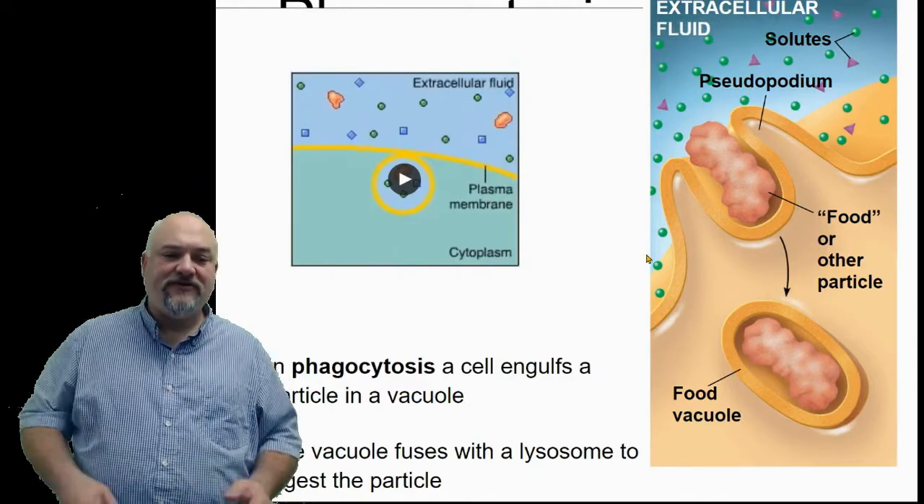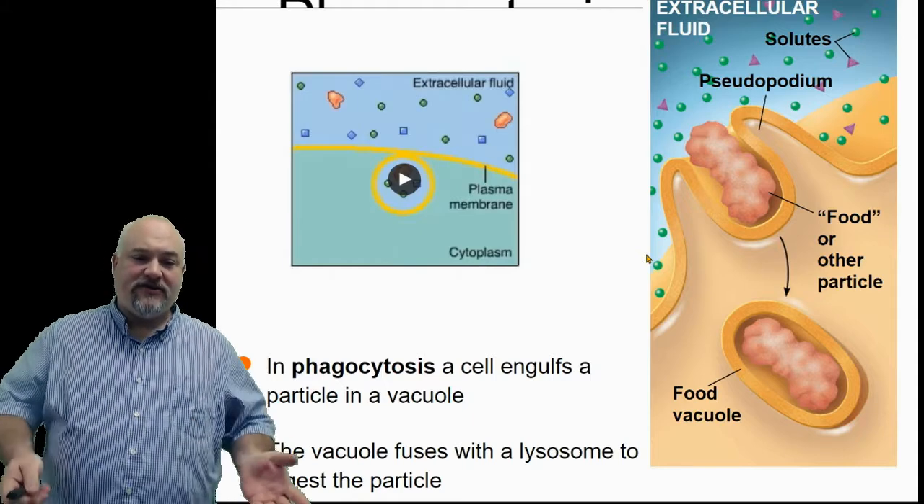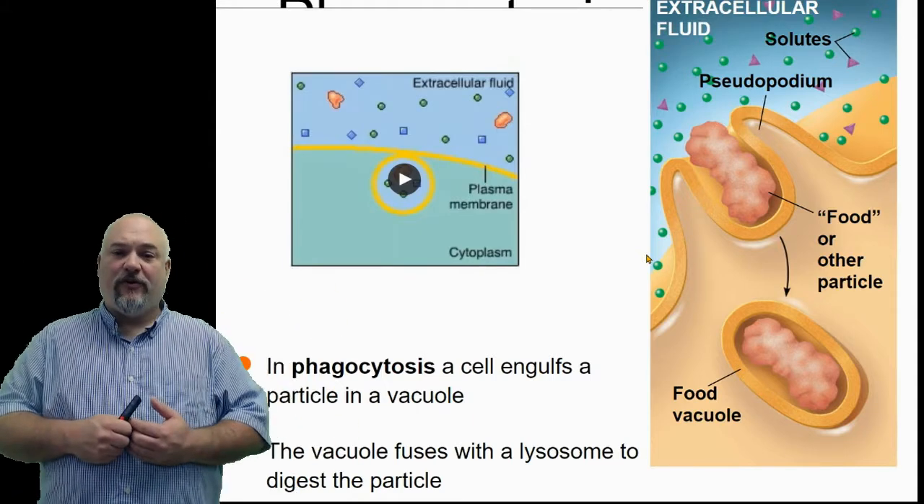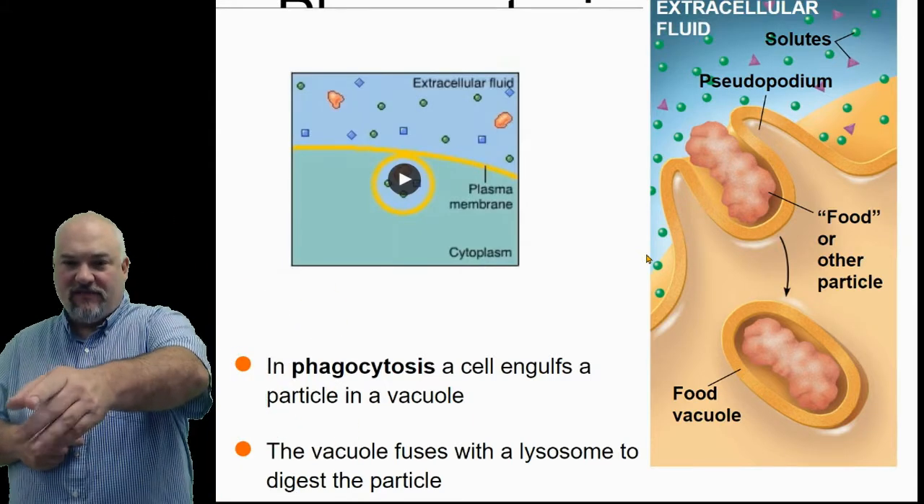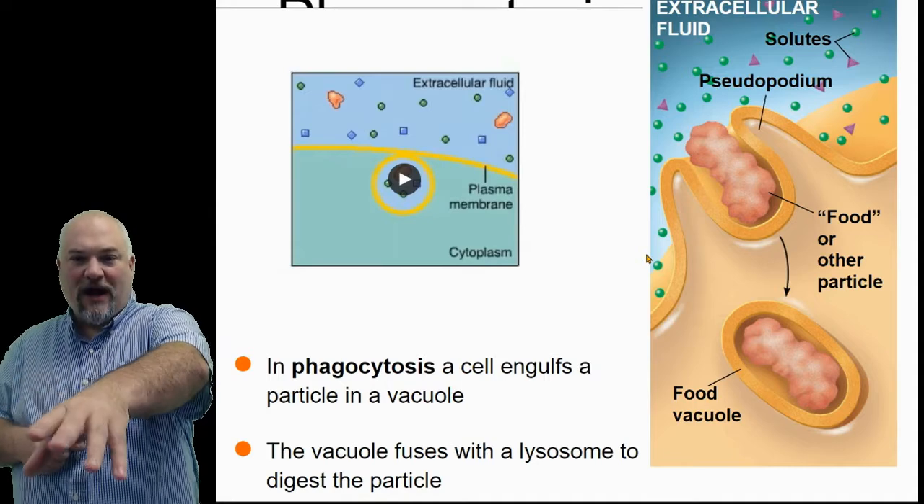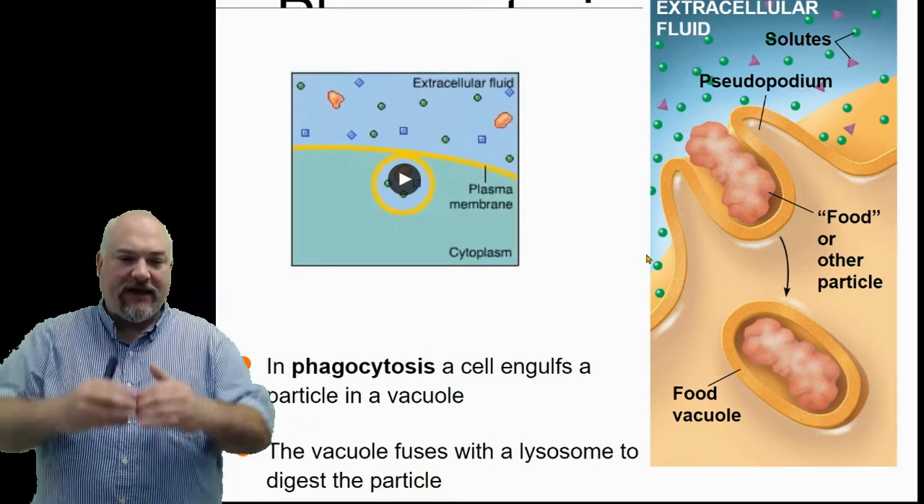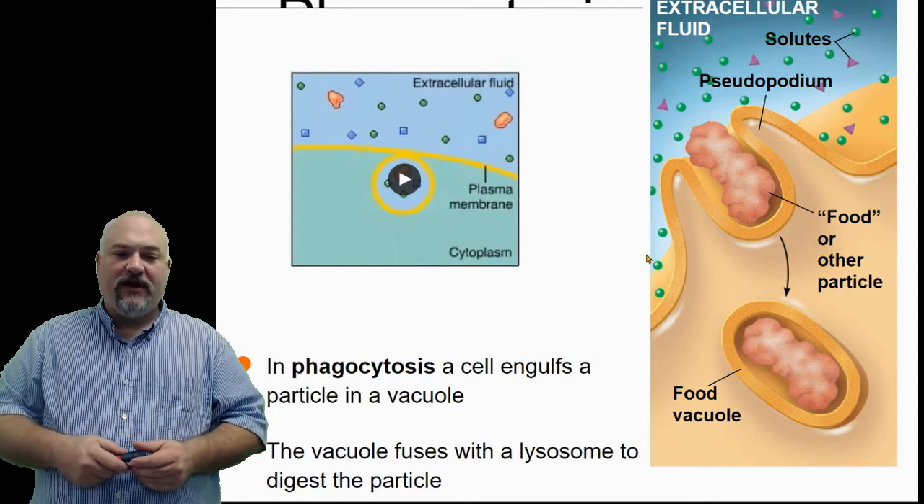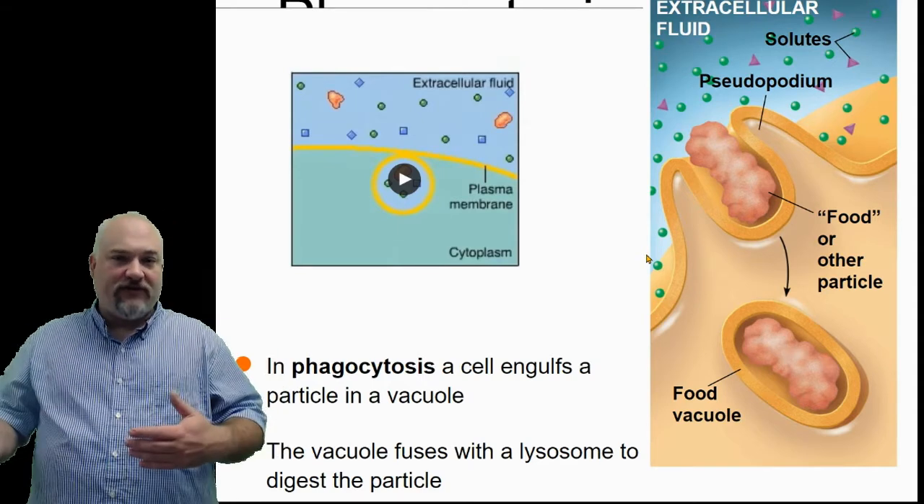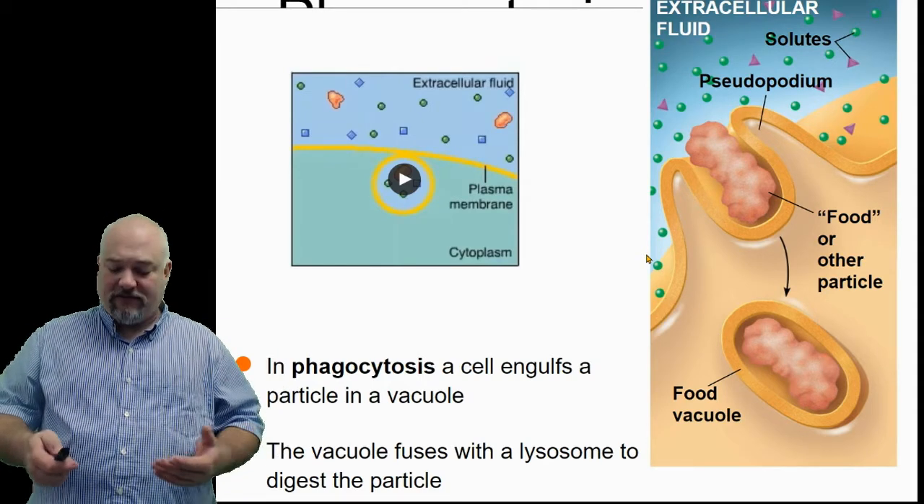All right, let's take a look at phagocytosis. In phagocytosis, the cell engulfs a particle in a vacuole. And so we can see how the cell membrane is reaching out to surround that food particle or other particle, engulfing it and bringing it in. And the vacuole fuses with the lysosome, and the lysosome can put in those digestive enzymes and break it all down.